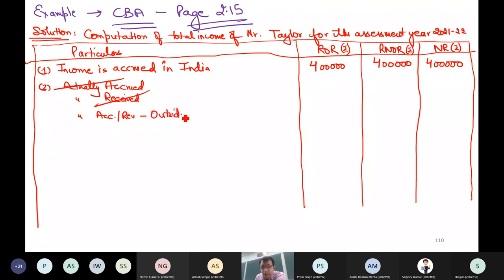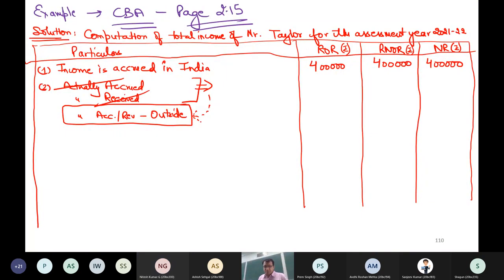But I will not apply this provision yet, because I have two more things to check. Can you tell me which two more concepts I will check before I go to this point? Sir, deemed to be received and deemed to be accrued in India.